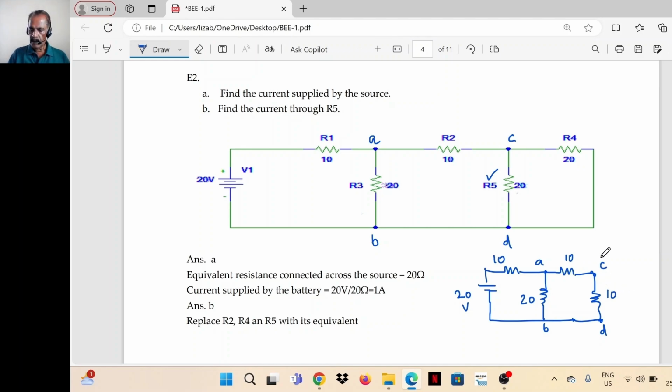Now you can check. This is a series circuit. A, C, D. It is a series circuit. That means these two resistors are connected in series now. So we can simplify it to a single resistance. 10 and 10 are connected in series means equivalent is 20. So I'll replace it with a 20 ohm resistor.